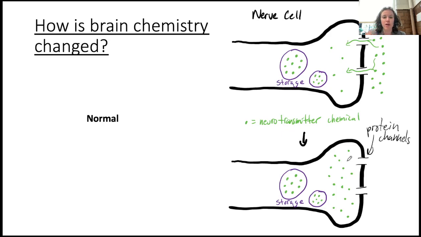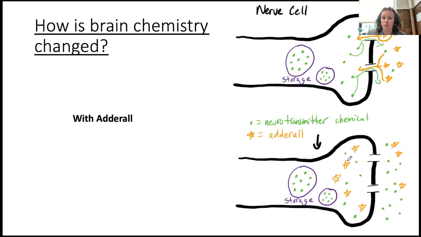Now, what happens if we add Adderall to the scene? So recall that Adderall or amphetamines look a lot like neurotransmitters. So in this case, we have this release of neurotransmitters like there would normally be. However, now that this person has taken Adderall, there's a lot of Adderall as well outside of the cell. Now, when that Adderall is being sucked back in through these protein channels, less of the neurotransmitter is going to be sucked back in because some of what's being sucked back in is going to be instead Adderall, right?